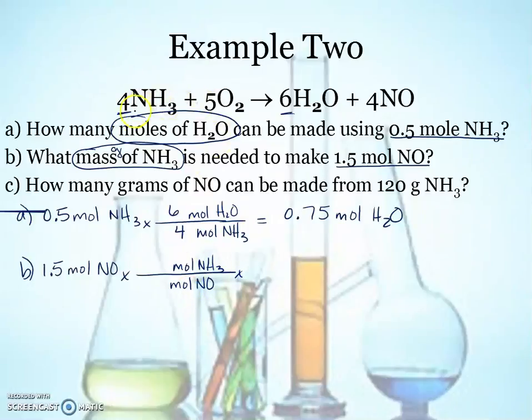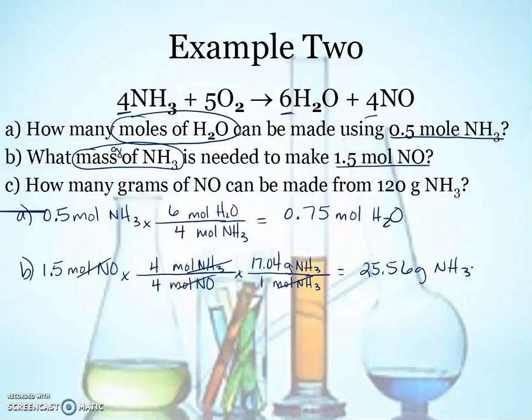Okay. Well, in our balanced chemical equation, we have a 4 for NH3 and we have a 4 for NO. Yay, that's easy. 1-to-1 ratio, right? Okay, so moles of NO cancel. We're left with moles of NH3, and we've got to get to grams of NH3. So we put moles on the bottom, and we put grams on top. And then to get the mass for that, we do 14 plus 3, so 17.04 grams. Moles cancel. And so now we do 1.5 times 4 divided by 4 times 17.04. And we get 25.56 grams of NH3.